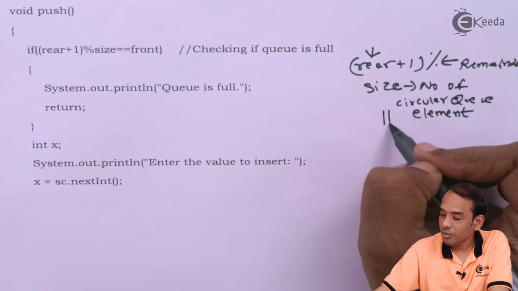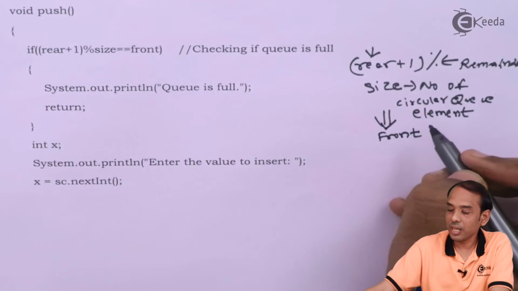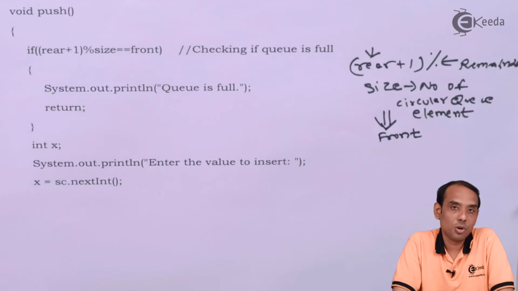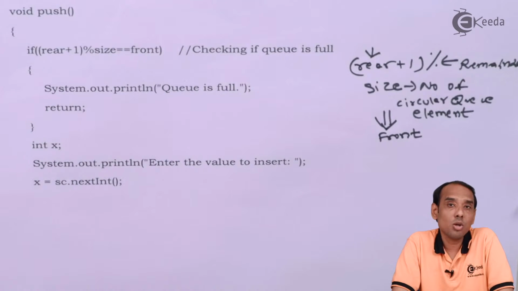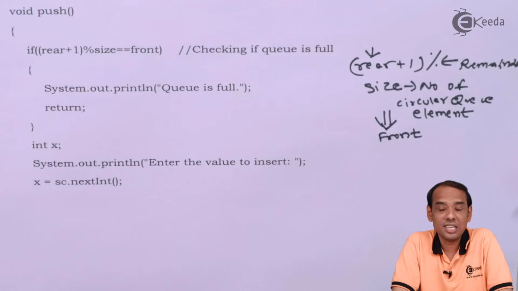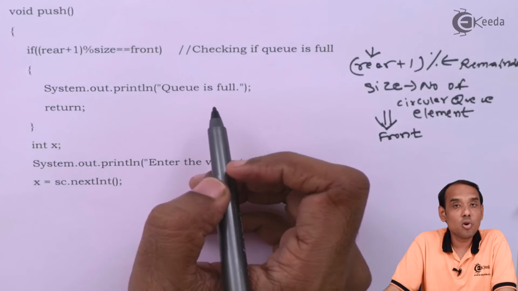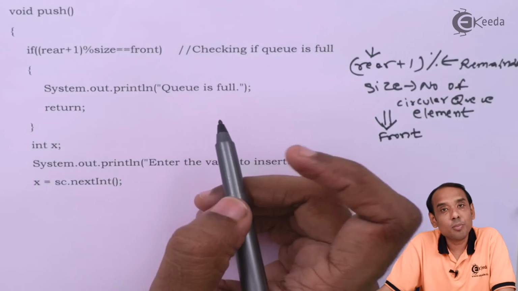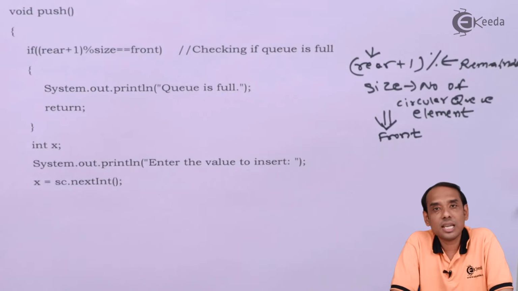If this value comes out to be front, it means the queue is full. That is, we cannot add any more values into the circular queue. Hence, I write down Q is full. If not, it means there are some valid positions where we can enter the values. In other words, there are some vacant positions in the given circular queue in which we can push the element.